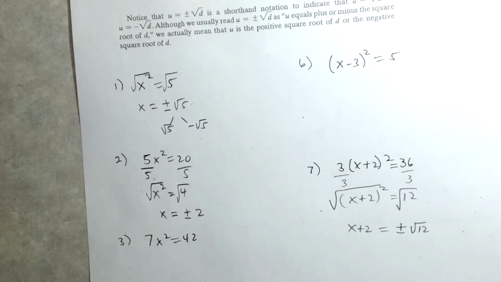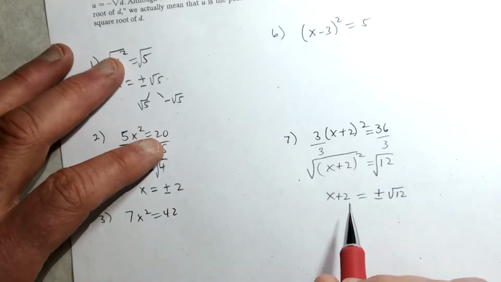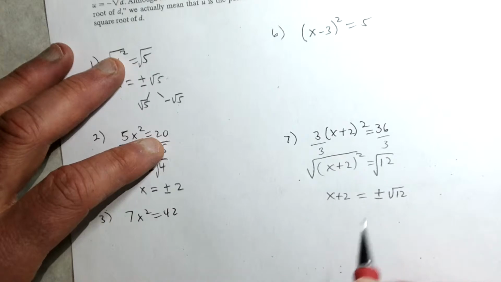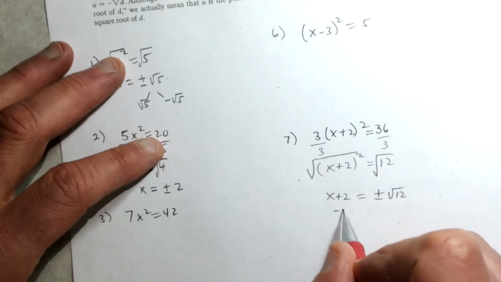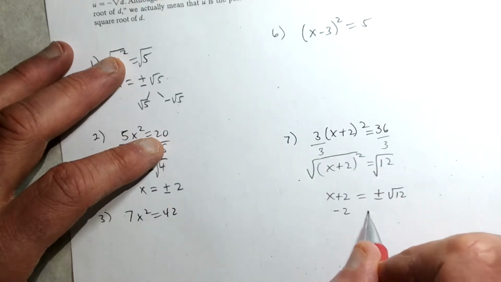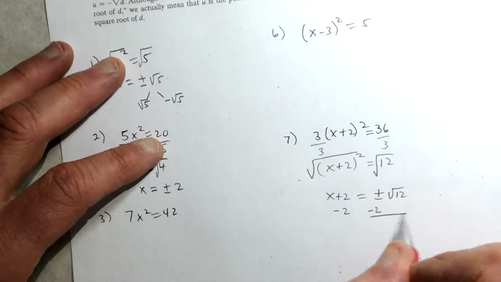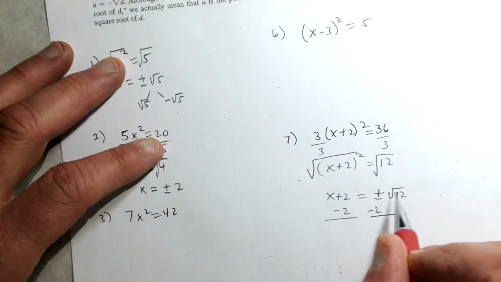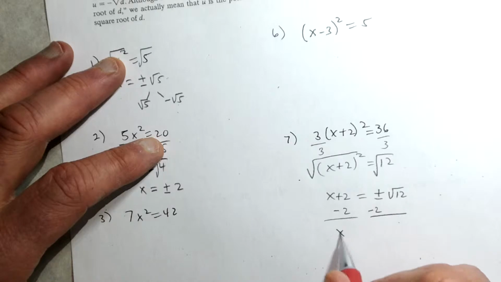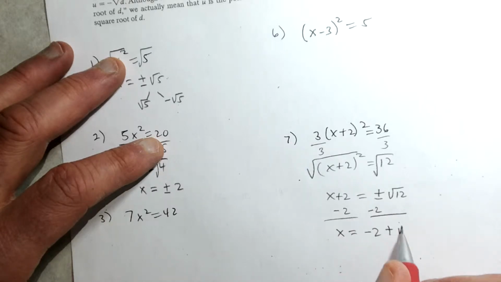Then what I'm going to do is go ahead and subtract the 2, and because the 2 is being subtracted after I did the plus minus, we really want to put it in front. We don't want to have it be part of the plus minus answer. So it's going to be two answers, negative 2 plus the square root of 12, or negative 2 minus the square root of 12.